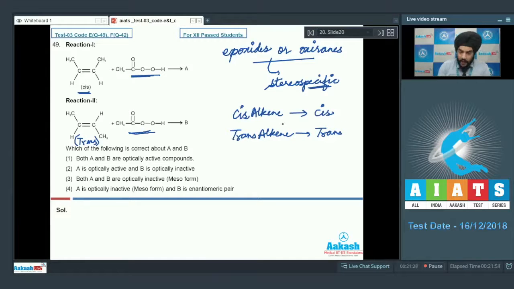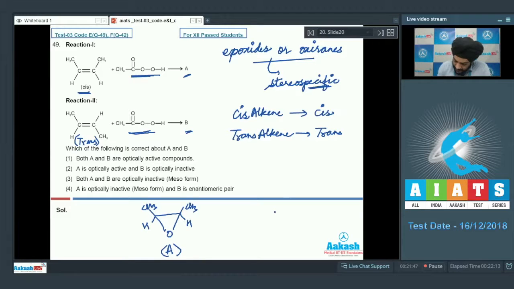Okay. So if we talk about structures A and B, structure A is going to be a cis epoxide, in which both the methyl groups are cis to each other. So this is our product A.